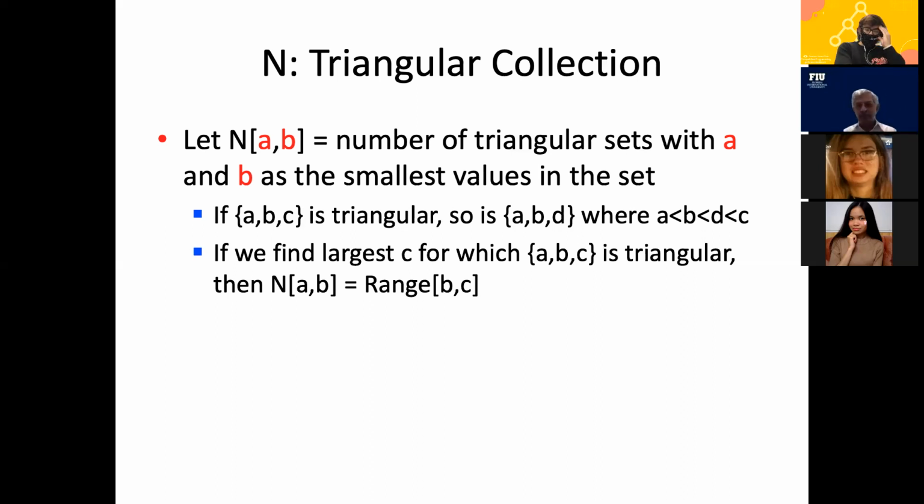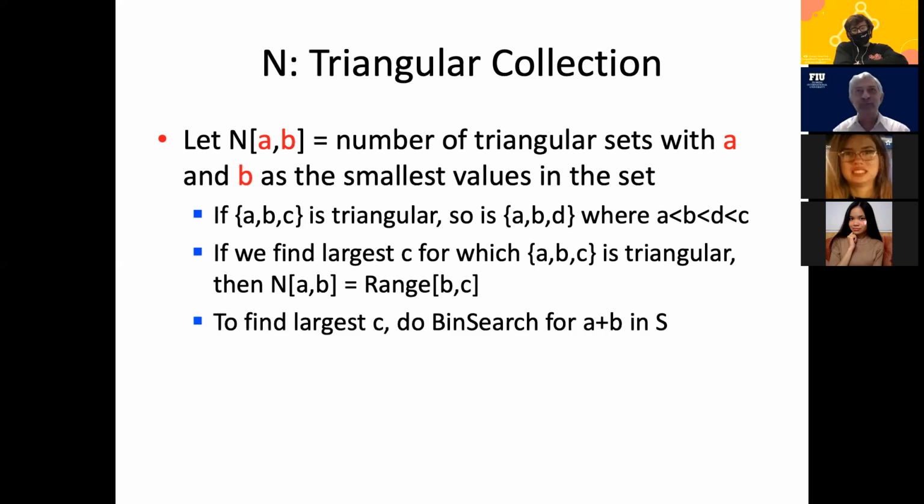A little bit. So I'll show you an example and hopefully it'll start to make sense. Well, actually, do I have an example? Maybe not. Let's see. And in order to find the value C that's the largest, we know that it cannot be more than A plus B. Right? So what you do is you do binary search for A plus B, and then you find how many values are between B and C. And that gives you all the values that'll form triangles.